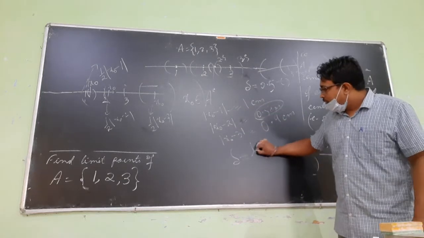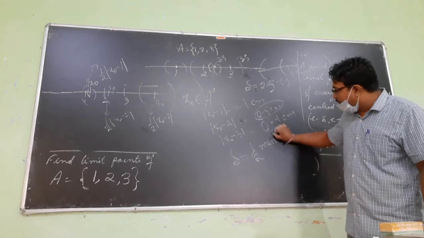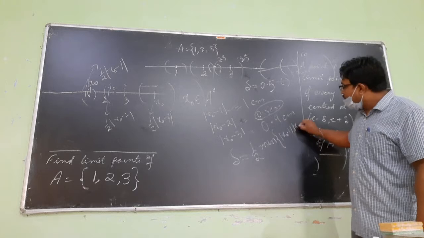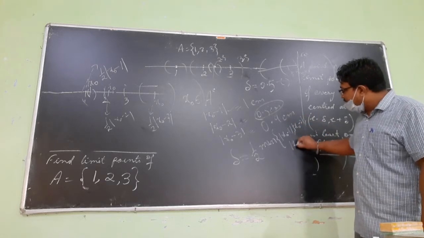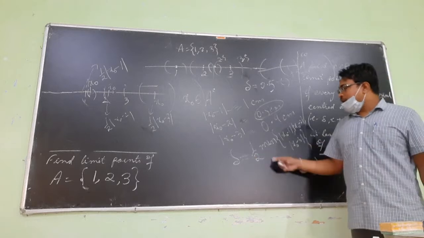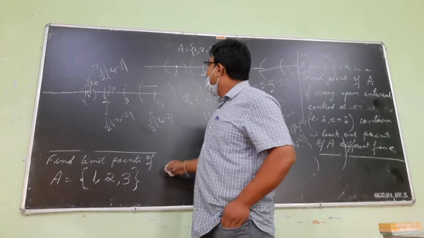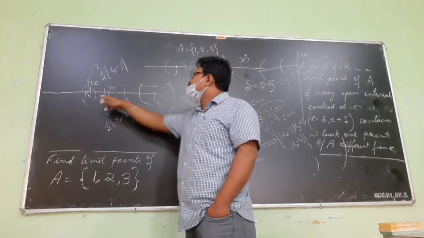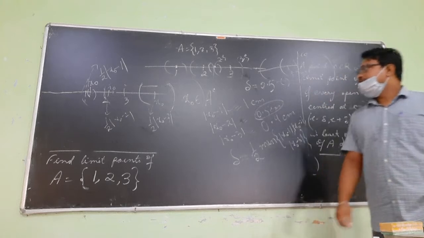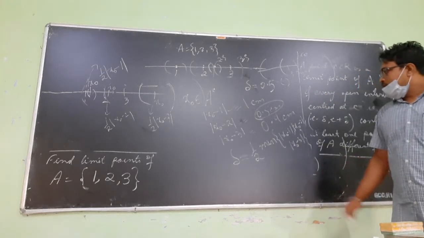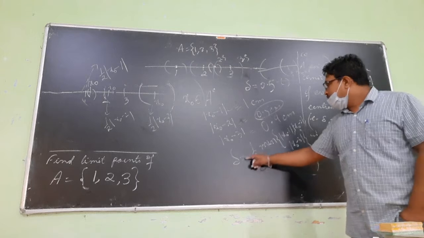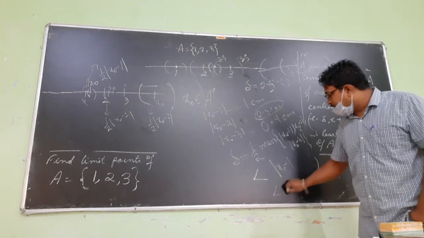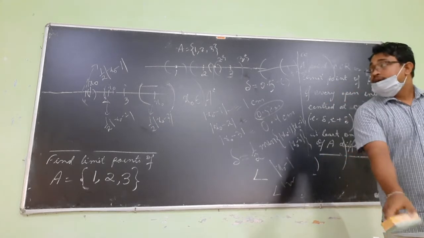But I know if I take delta to be half of the minimum of all these, mod of x naught minus 1, mod of x naught minus 2, mod of x naught minus 3, then whatever open square I draw will never contain this particular point. Clear? Because this distance is always less than x naught minus 1, this distance is always less than x naught minus 2, like that. That means what?